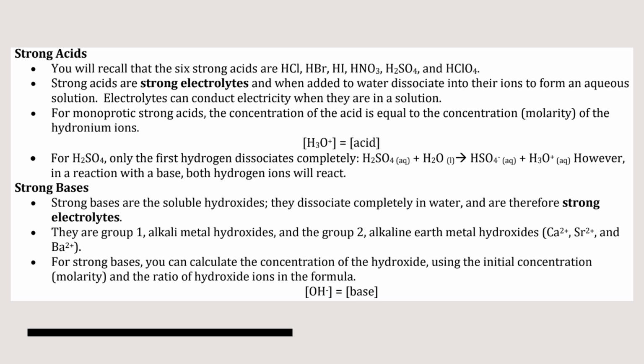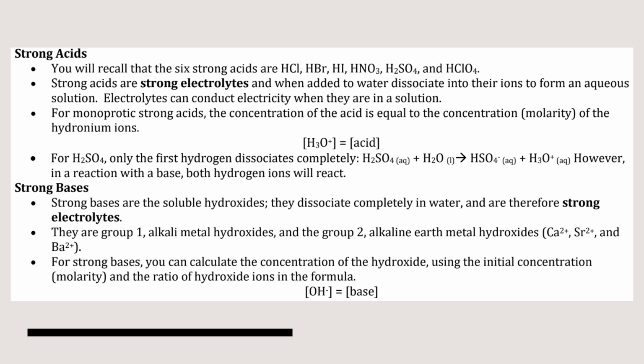If they're monoprotic, meaning one proton, the concentration of the acid is equal to the concentration or the molarity of the hydronium ions. For H2SO4, only the first hydrogen dissociates completely. However, in a reaction with the base, both hydrogen ions will react.